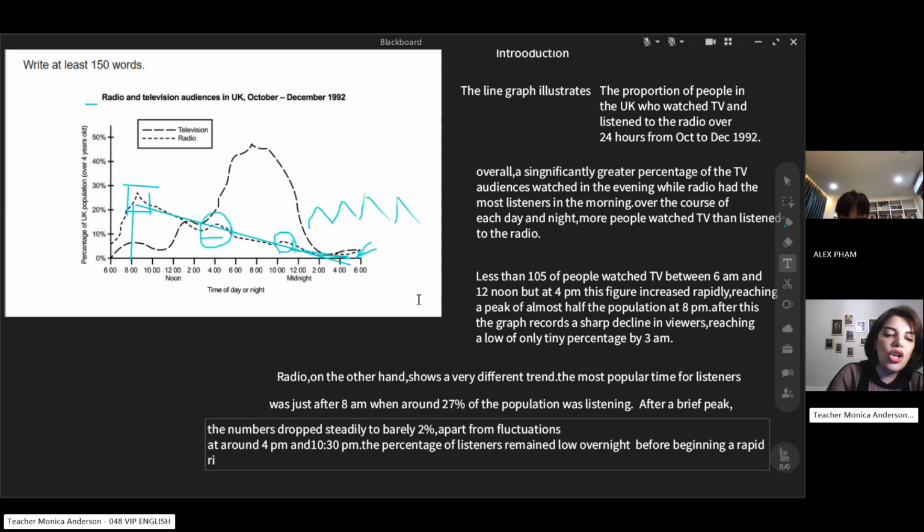Yeah, just let's mention the beginning of a rapid rise, or for example you can use another word, essentially a rise, okay, from 6 a.m. to, for example, 8 a.m. It goes up high. So I can say my second paragraph is done.